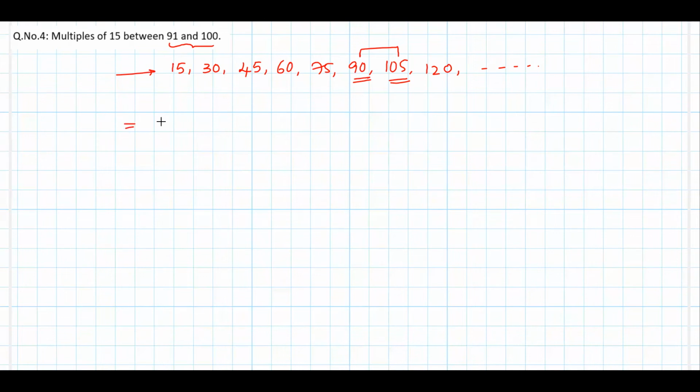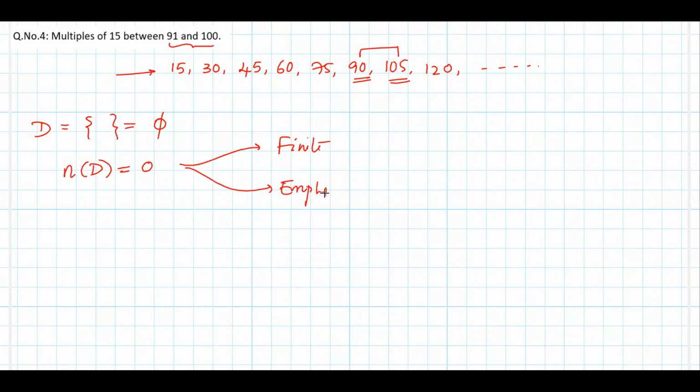And if you see, 90 is one of the multiples of 15 and 105 is one of the multiples of 15, and 91 and 100 lie in between these, but there are no numbers between these two present in multiples of 15. So we can say that there are no multiples of 15 between 91 and 100. Okay. So what do you think the answer is? Null set. That's clear. So you can simply put null set. That's it. Or else you can even write something like this. Okay. And if you name this something like D, then the cardinal number of D is 0. So based on this, we can say that it is finite and it's an empty set. All right.